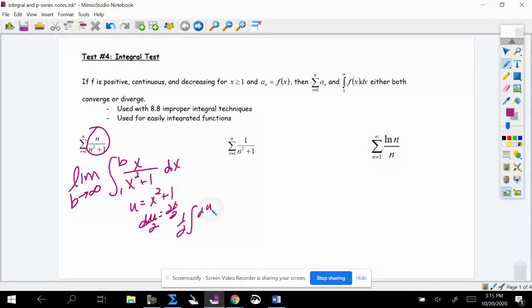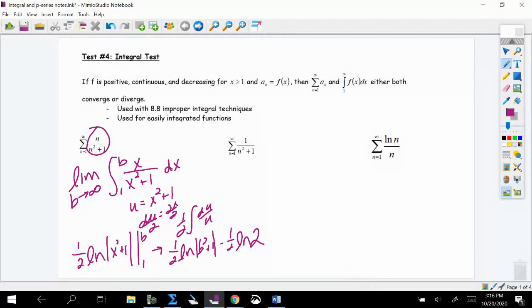This is a du over u, which is a natural log. So we get 1/2 the natural log of x squared plus 1, going from 1 to b. When you put your boundaries in, you get 1/2 the natural log of b squared plus 1 minus 1/2 the natural log of 1 squared plus 1, or natural log of 2. When I look at what happens as I take an infinite value and I take the natural log of it, so this first piece is the natural log of something getting bigger and bigger, natural log does get bigger and bigger. So this will go to infinity. It does not matter that we have a 1/2 natural log of 2. That will still be infinity.